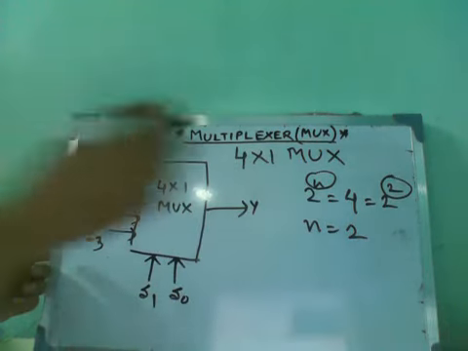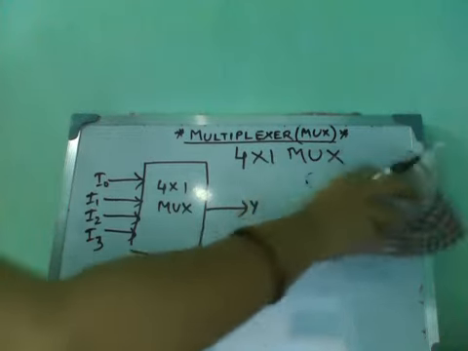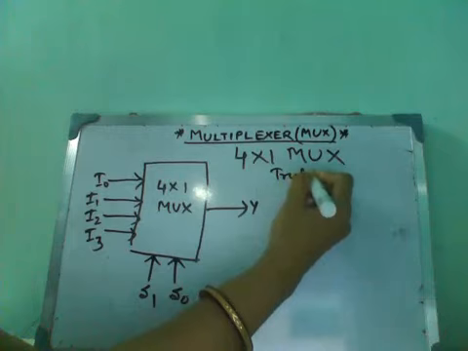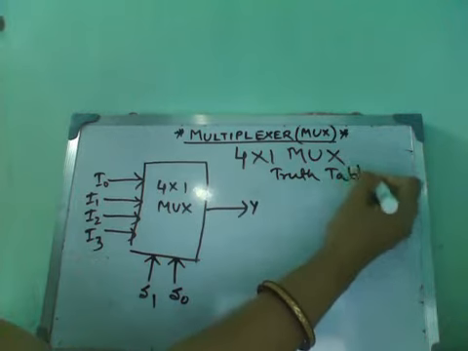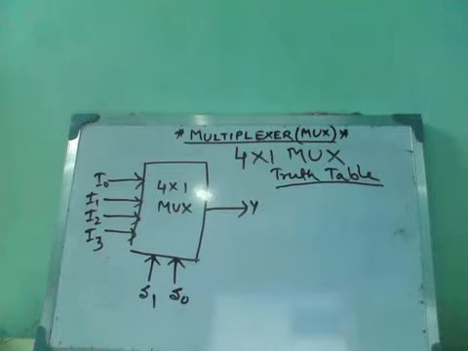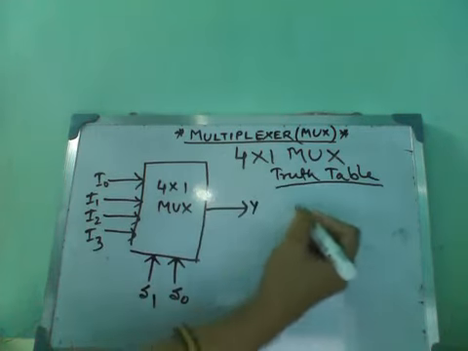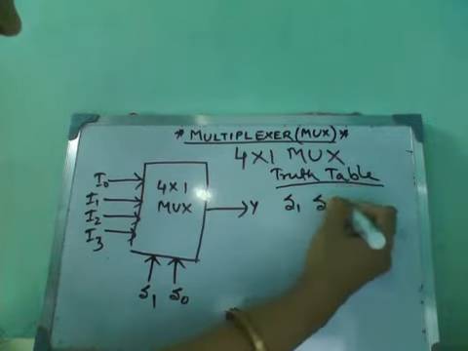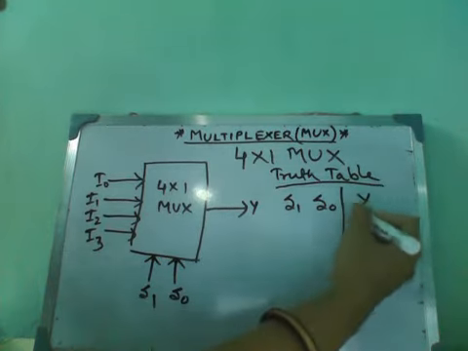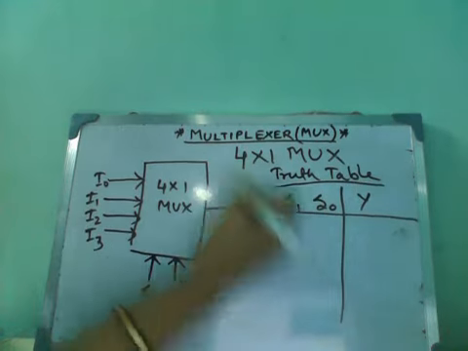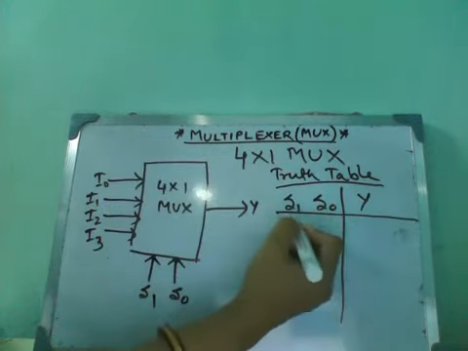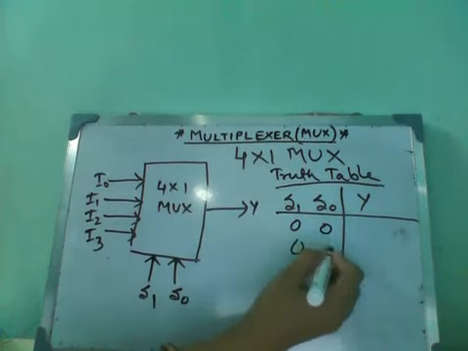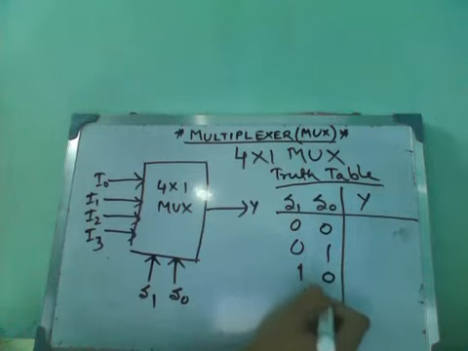Then we make the truth table. In the truth table, we have to consider the selection lines, that is S1 and S0, and the output is Y. As the input lines are 4, so data is 2 square, 4 combinations: 0 0, 0 1, 1 0, 1 1.